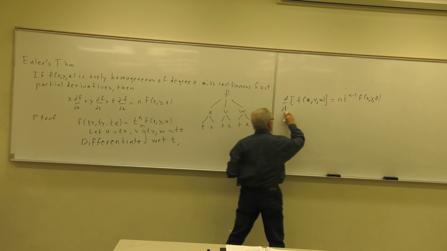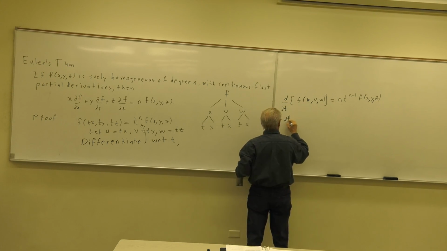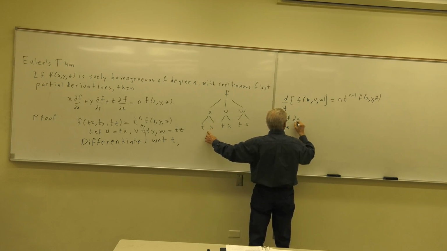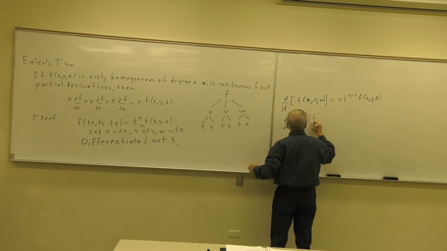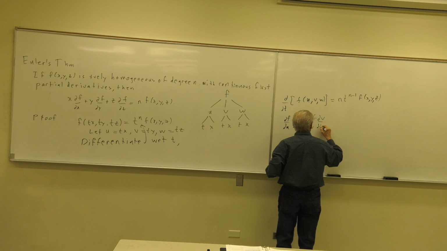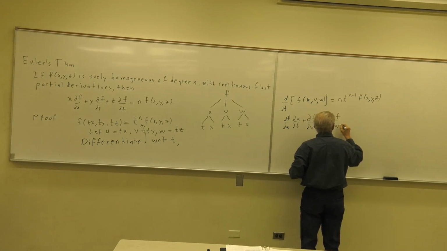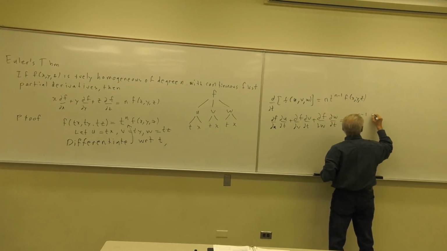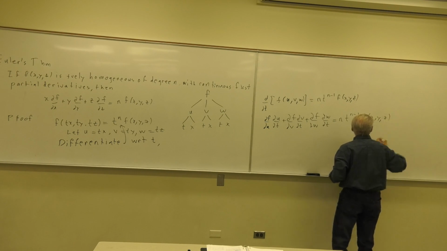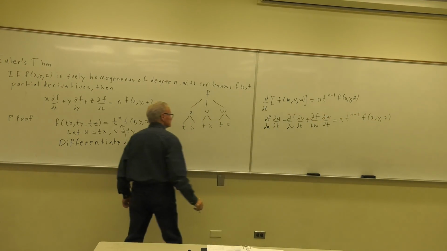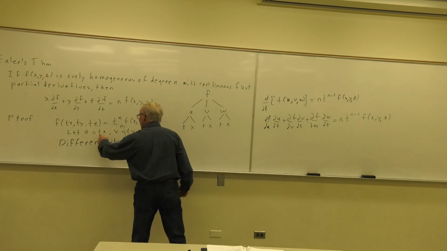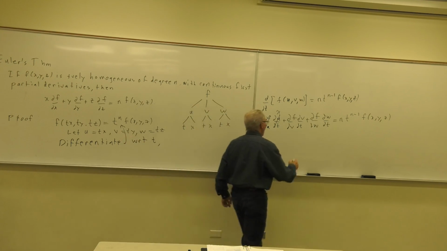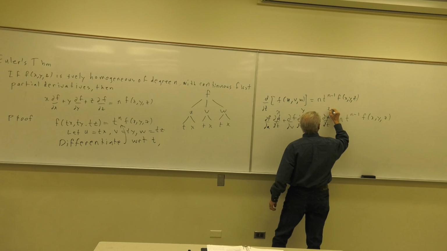Now to do this, that's this situation here, right? Chain rule. So now let's do the chain rule for this derivative. It will say ∂f/∂u ∂u/∂t, plus ∂f/∂v ∂v/∂t, plus ∂f/∂w ∂w/∂t is equal to n t to the n minus 1, f of x and y and z. So I get that. And how much is ∂u/∂t? x. What is ∂v/∂t? y. ∂w/∂t, z.